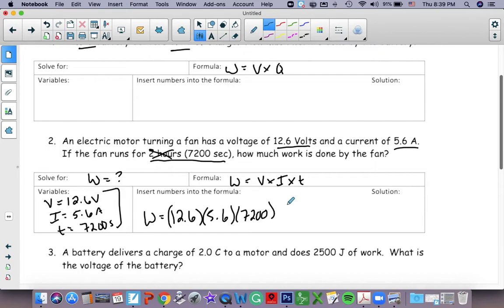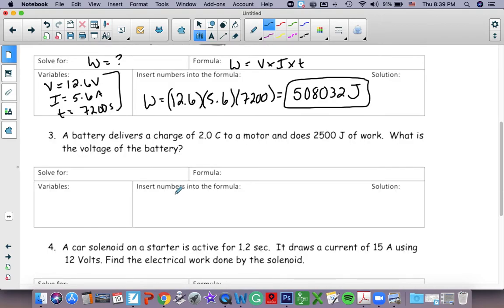So 12.6 times 5.6 times 7,200, and we get, it's probably going to be a larger number, 508,032. And then again our units will be joules, just because we found electrical work. So 508,032. Okay, so the rest of these problems on the front page are just using your 2 formulas here. You're looking to see what values they have. So here you got charge and work, so that one's going to be a little bit different. Make sure you plug everything in correctly. Work is on the left, charge is on the right.